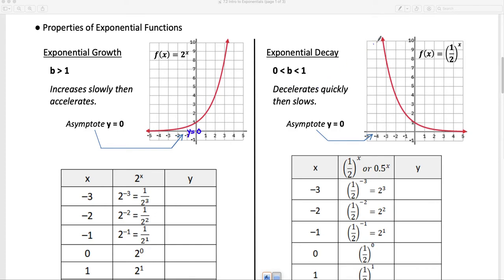And what's happening here? It decelerates very, very quickly. It just drops like a rock, and then all of a sudden it tapers off, and it moves down here. It gets incredibly close to 0, but it never actually reaches 0, which is the phenomenon that is the asymptote.